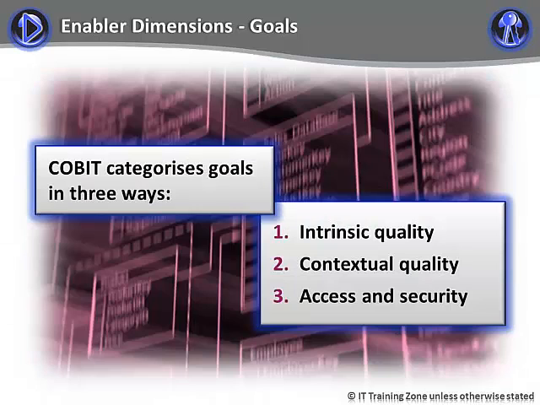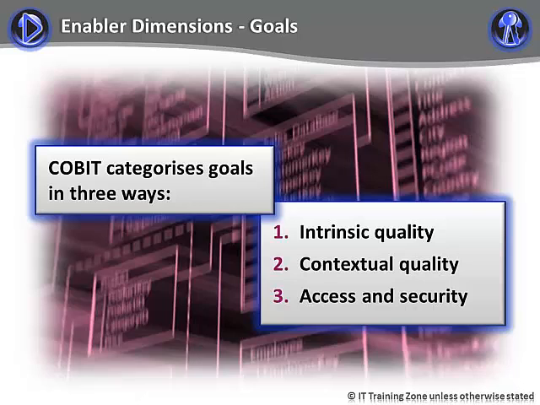COBIT finds it useful to categorize goals in 3 ways. Intrinsic quality. This is about the accuracy and objectivity of the enabler and its results. Can we rely on a process, for example, to do what it sets out to do? Can we depend on the people to comply with enterprise policies?